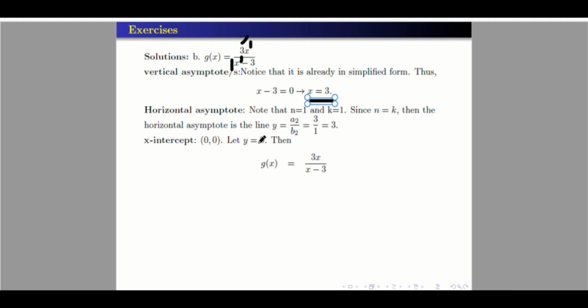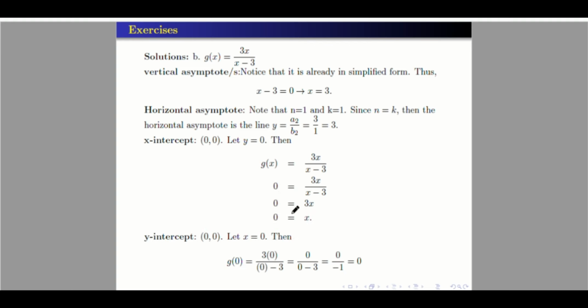Okay, let's go to the x-intercept. So let y equal 0. So this one will be 0. Okay, and cross multiply. So again, the numerator will be left. If you cross multiply, 0 over 1. So 0 equals 3x. Divide both sides by 3. Diba? We can cancel 3. 0 over 3 is 0. So x therefore is 0. So again, the same with example 1. Our x-intercept is 0, 0.